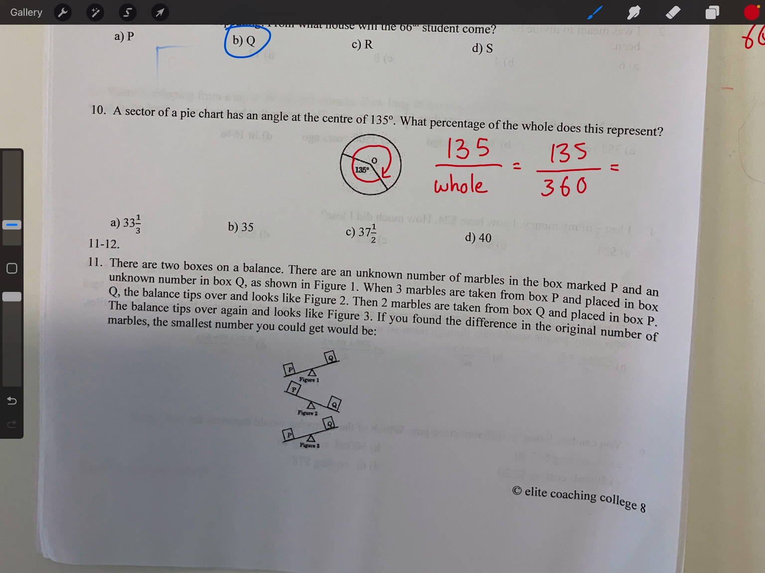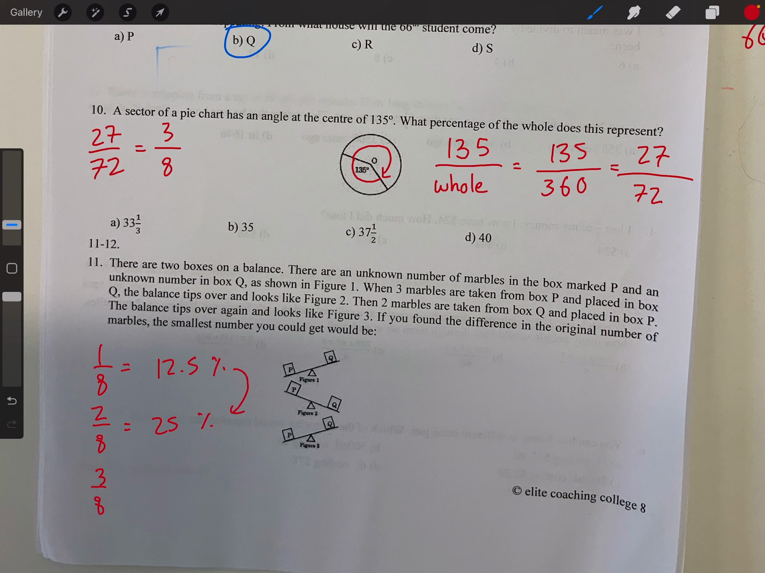So now we simplify. We divide by 5, and you're going to get 27 here, and 360 divided by 5 is 72. So 27 over 72, let's divide by 9 to simplify further. You're going to get 3 over 8. Now, 1 over 8 is 12.5%. 2 over 8 is 25%. Every time we go up by 1 over 8, we're just adding 12.5%. So 25% plus another 12.5%, you're going to get 37.5%, which is this one here.